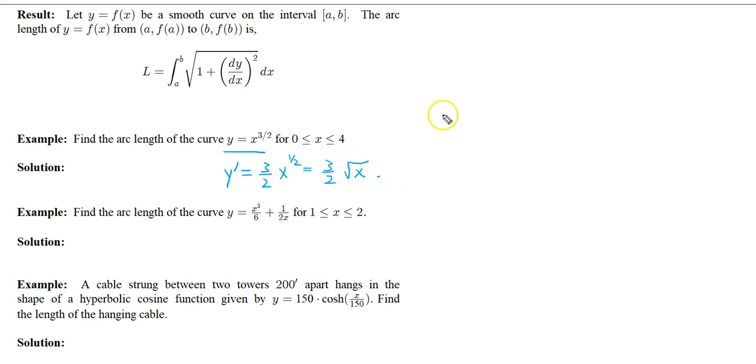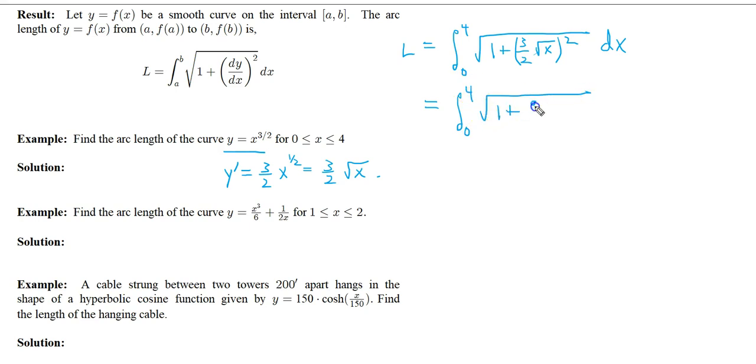So there's our derivative, of course. And so the arc length of this curve from 0 to 4 is given by, and there we go. We just have to evaluate this definite integral. Notice 3/2 times the square root of x squared is just 9/4 times x. Now we need to find an antiderivative for this function and then evaluate it from 0 to 4.